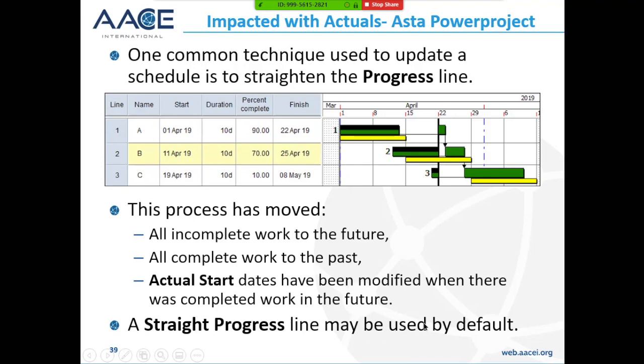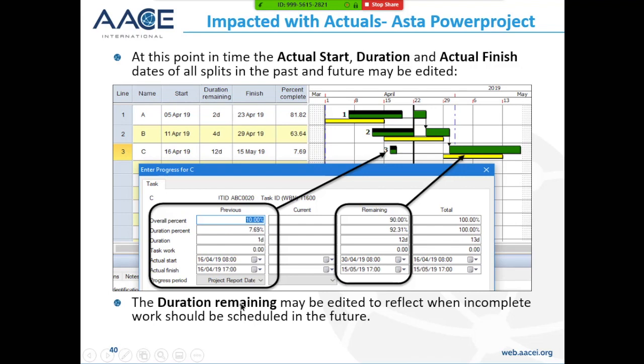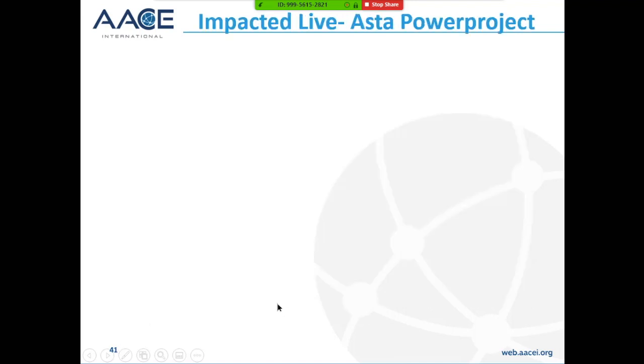And straight progress line may be used by default if you wish to. Again, there are many more options with ASTA. At this point, when you've got splits, you can actually see the split start and finish time in ASTA, and you can edit the start and finish time if you want to here, or the duration. So each split is effectively a mini activity once you get into ASTA, which you won't find in Microsoft Project or P6. The duration remaining, which is effectively the remaining duration in P6 or Microsoft Project, may be edited to reflect when the incomplete work could be scheduled in the future.